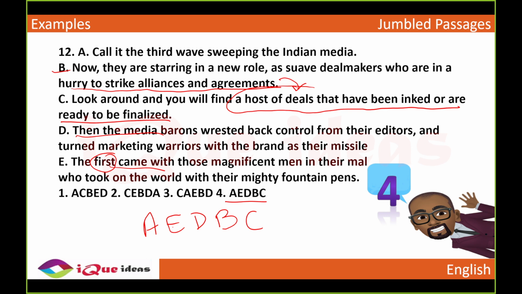Vagisha, what to do when confused between two lines? Which two lines का confusion है? C, why not three? CAEBD. Again, so C, you're saying you will find a host of deals that are being inked. Okay, call it the third wave.